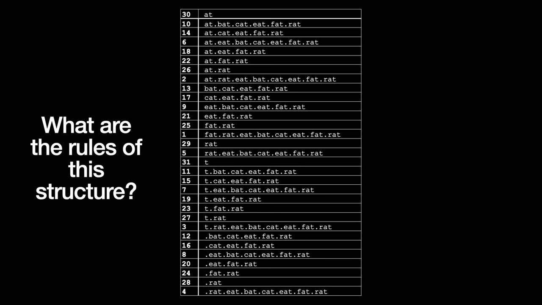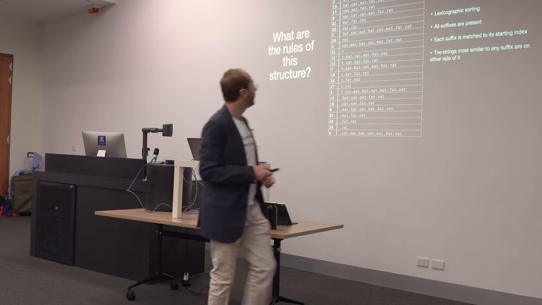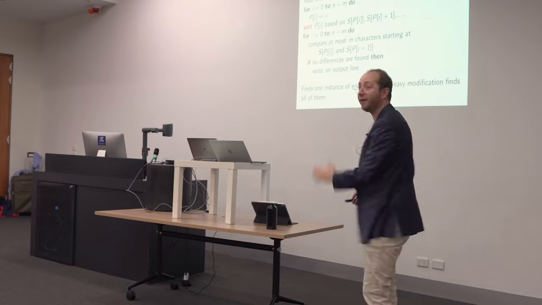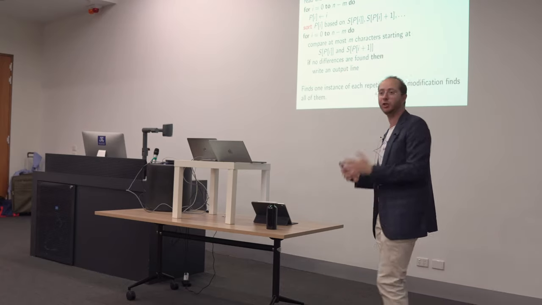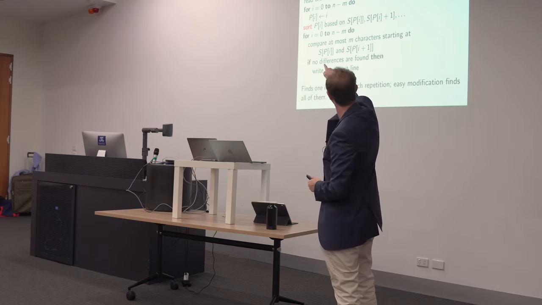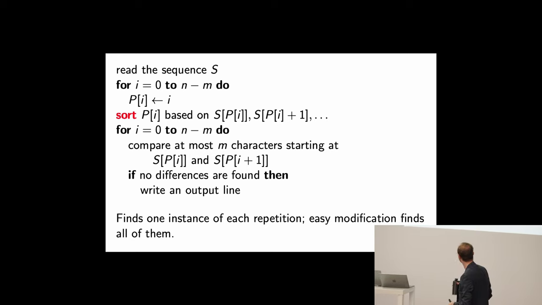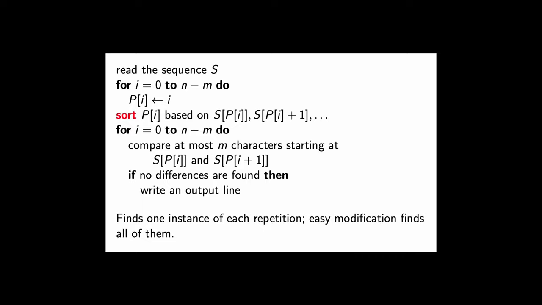So that's a three-step process: build the thing, sort the thing, and then check each of the neighbors in our table. Now let's see what this algorithm looks like. Here we have exactly what Ruben just said in English, only now we've put it in pseudocode, this algorithmic description of our problem. So read in the sequence, make the table, that's our bit at the top over there, sort the table, and then compare at most m characters using the optimization we found before, looking at each adjacent pair of strings in the table, because we know that if there's a repeat there, it's going to be in adjacent entries in the table. So if there are no differences found between the two adjacent items, then write the string.